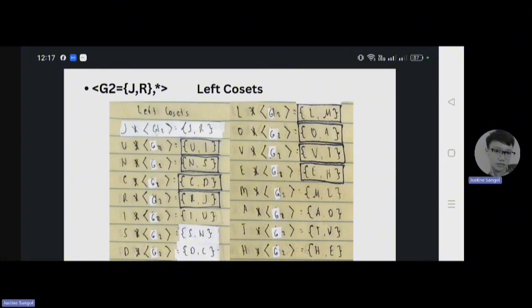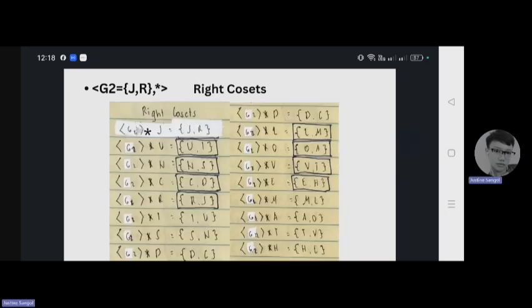A star J is equal to E. E star R is equal to H. M star J is equal to M. M star R is equal to L. A star J is equal to E. A star R is equal to O. T star J is equal to T. T star R is equal to V. And H star J is equal to H. And H star R is equal to E. So that's the left cosets.